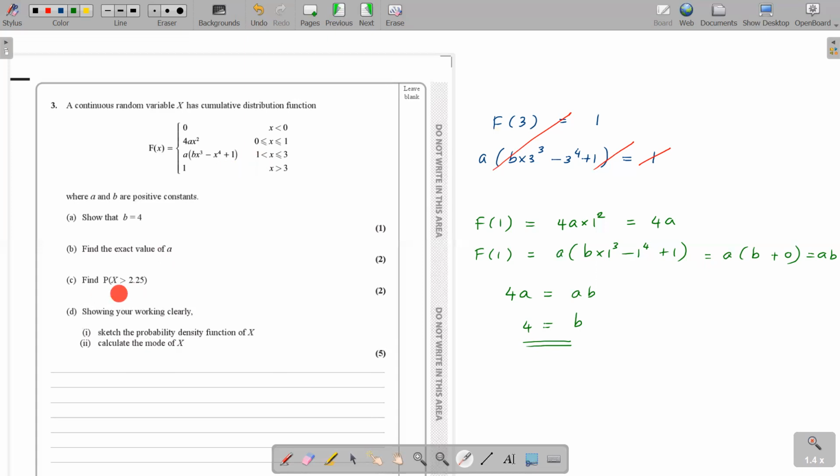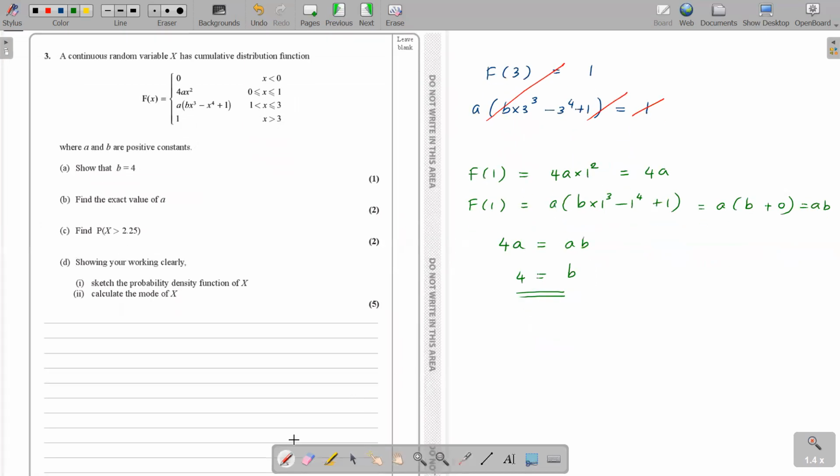Okay, then the next one, part C: find the probability x is greater than 2.25. How do I get the probability x is greater than 2.25? The probability x greater than 2.25 is equal to 1 minus the probability x is less than or equal to 2.25, or you can say capital F of 2.25.